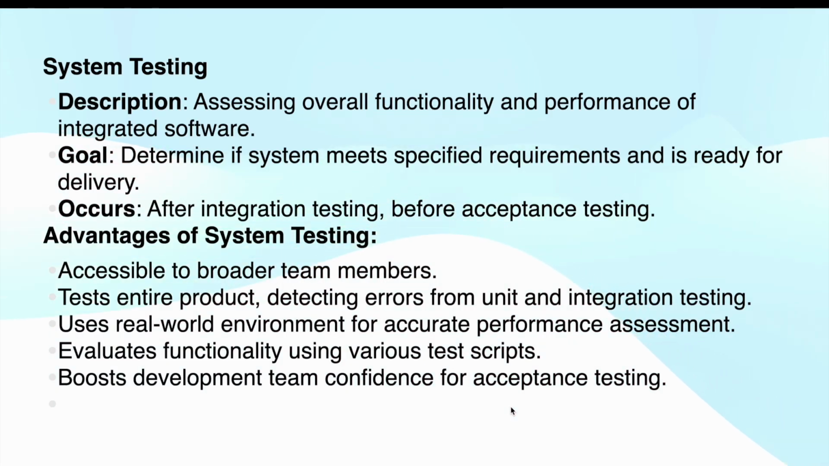System testing is a critical phase of software testing that assesses the overall functionality and performance of the fully integrated software solution. It determines whether the system meets the specified requirements and is ready for delivery to the end user. This testing occurs after integration testing but before acceptance testing. In system testing, the integrated components from integration testing serve as input. The primary goal is to identify any irregularities between the integrated units. This type of testing is crucial for ensuring that the system functions as intended and meets the needs of its users.